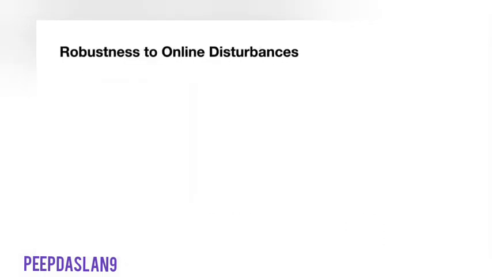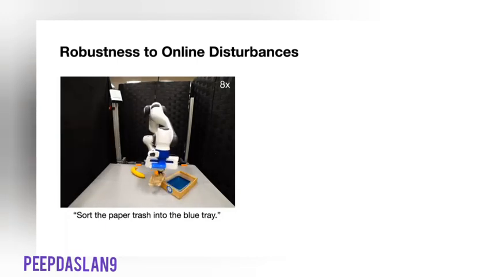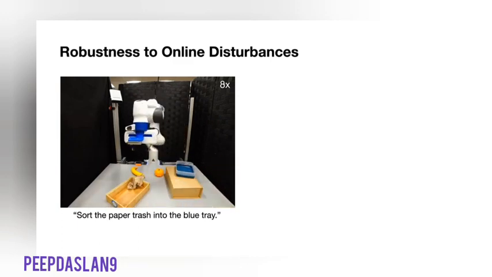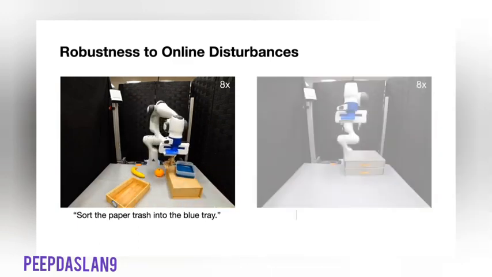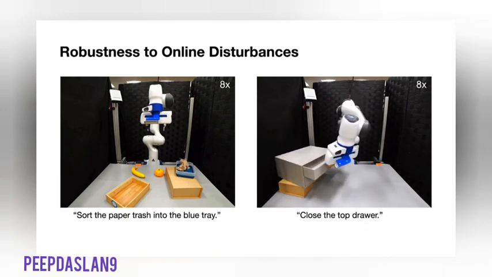Because the language model output stays the same throughout the task, we can cache its output and re-evaluate the generated code using closed-loop visual feedback, which enables fast replanning using MPC. This enables VoxPoser to be robust to online disturbances to handle tasks such as sort the paper trash into the blue tray, while the object poses are being disturbed, and the trash is being manually taken out of the tray after the robot has put it in. And also, close the top drawer. After the robot closes the drawer, it is opened again by the user, and its pose is also changed.